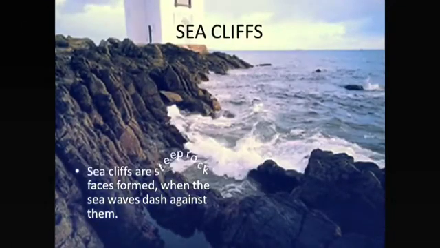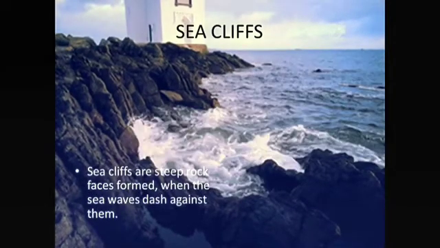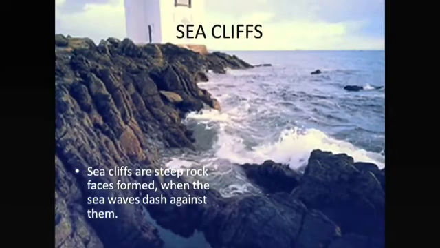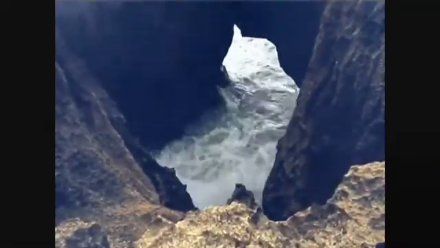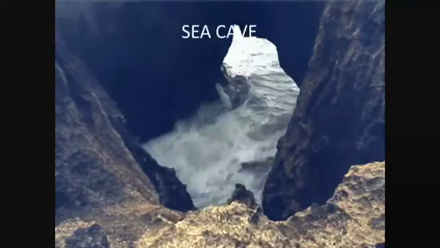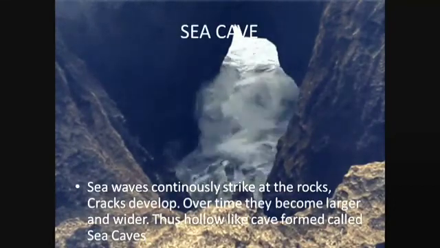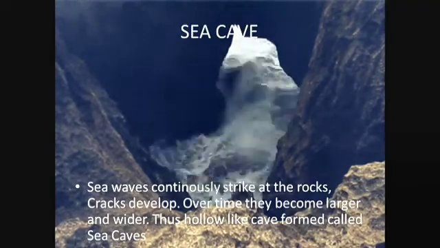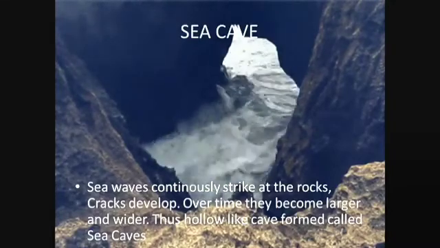Sea cliffs are steep rock faces formed when the sea waves dash against them. These are the formation of sea cliffs. Next is sea caves. Sea waves continuously strike at the rocks. Rock cracks develop. Over time they become larger and wider. Thus hollow-like caves are formed on the rocks. They are called sea caves.